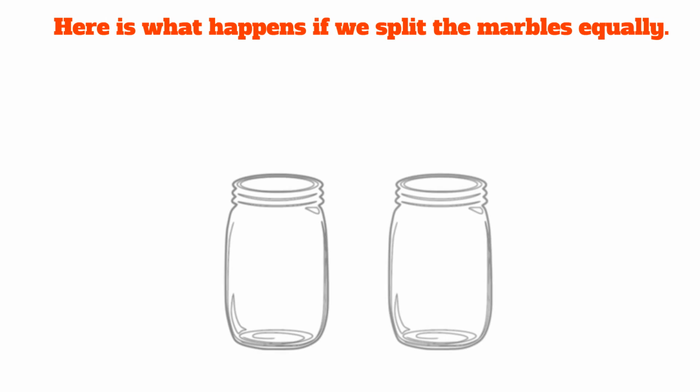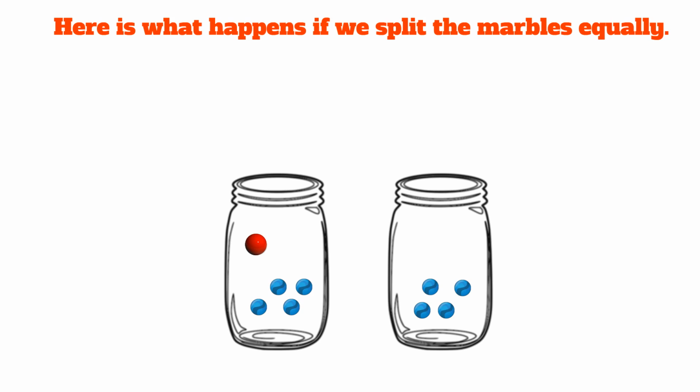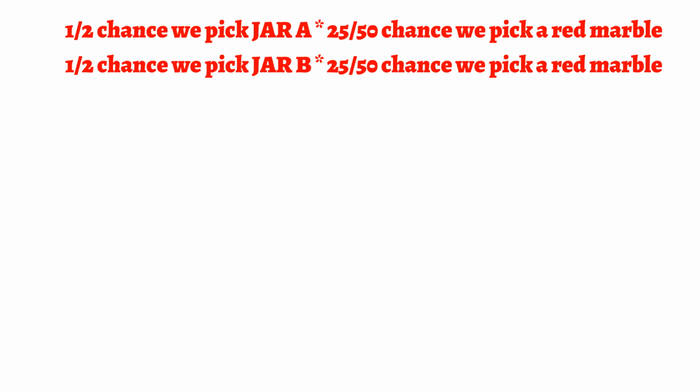Here's what happens if we decide to split the marbles equally so that there are 25 red marbles and 25 blue marbles in the first jar and 25 red marbles and 25 blue marbles in the second jar. There's a 1/2 chance that we pick jar 1, and a 25 out of 50 or 1/2 chance that we'll pick a red marble in that jar.